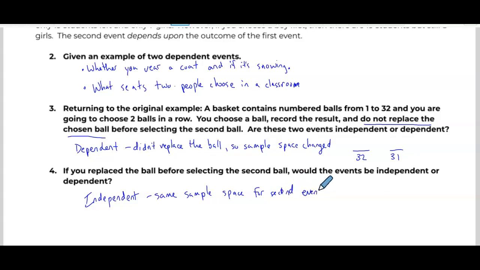Okay, so replacing the ball is the key there. If you have replacement, then that means you're resetting it and the second event is not affected by the first one. If you don't replace it, then it is dependent because the first event changes the second one.